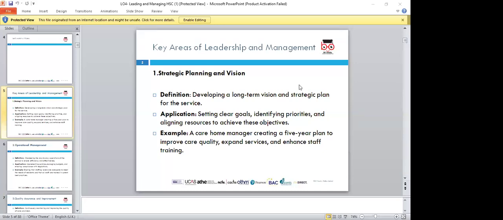Now we have strategic planning and vision. Definition: developing a long-term vision and strategy plan for the service. Application: setting clear goals, identifying priorities, and aligning resources to achieve these objectives. Example: a care home manager creating a 5-year plan to improve care quality, expand services, and enhance staff training.